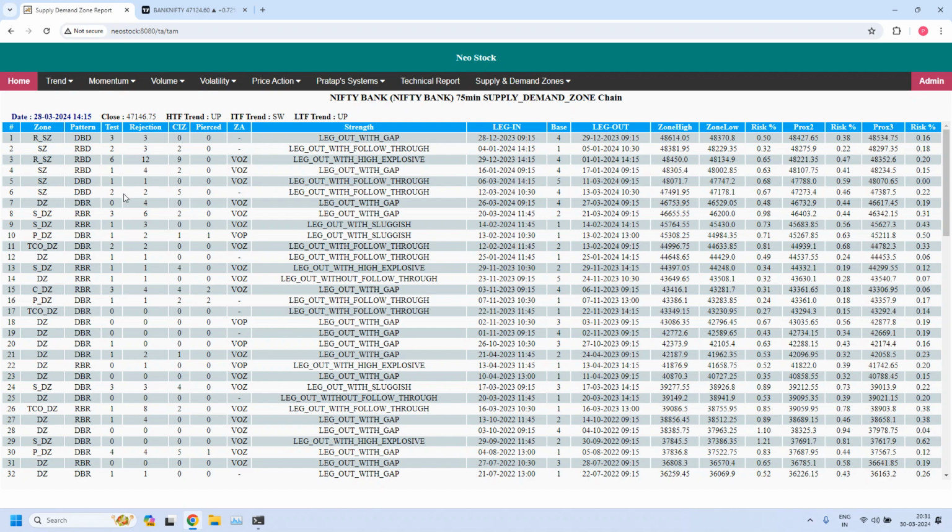So what is the 6th one? See, the 6th one is very strong. It has already supported 2 tests. And the 7th one is also very strong. It has given 4 rejections. So anyway, let's draw both these zones.